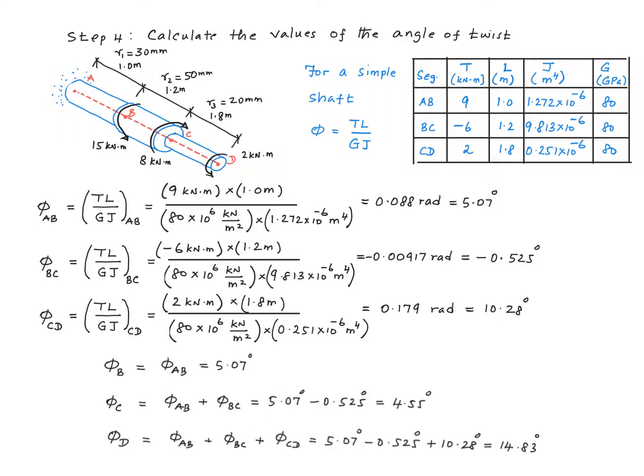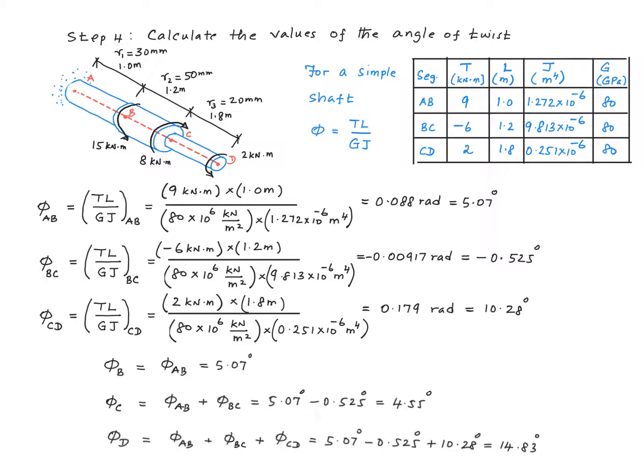Here are my calculations for the angle of twist of each of the 3 points B, C, and D. The angle of twist of point B with respect to point A comes only from the angle of twist of the segment AB, which is 5.07 degrees. The angle of twist of point C comes from both the segment AB and the segment BC. So you add the 2, we get a value of 4.55 degrees.